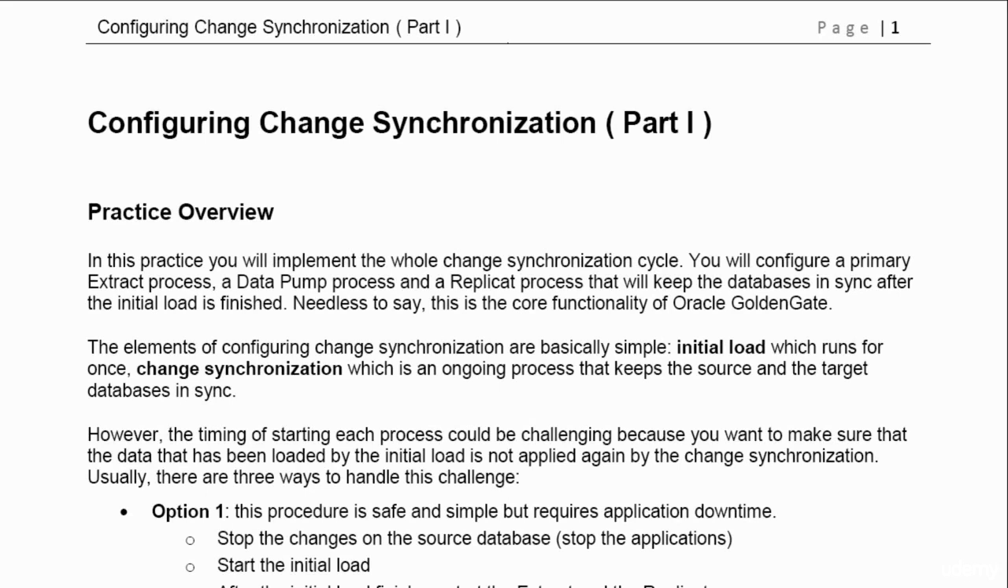Hi everybody. In this practice, you will implement the whole change synchronization cycle. You will configure a primary extract process, a data pump process, and a replicate process. Those processes will be responsible for the change synchronization from the source database to the target database. You will also configure and execute a Golden Gate initial load process.